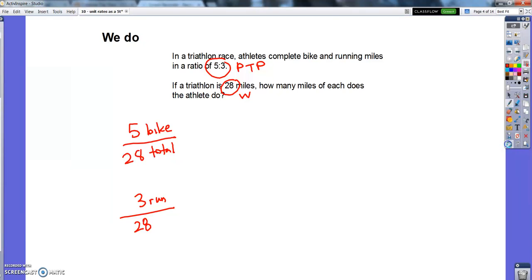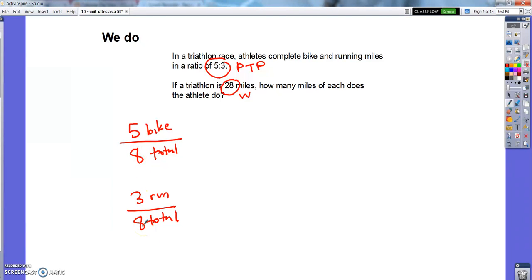Oh, and I'm sorry, that's not how you want to set that up. So the whole would be 5 bike and 3 run. So that would be 5 bike for every 8 miles. And you would run 3 for every 8 total. That's my part to whole. Sorry, the 28's where I'm going. So 5 to 8 and 3 to 8. So what I would do is change that to a unit rate first. It doesn't matter particularly if you put the 1 here or the 1 here. It makes more sense to me to probably do it up here.